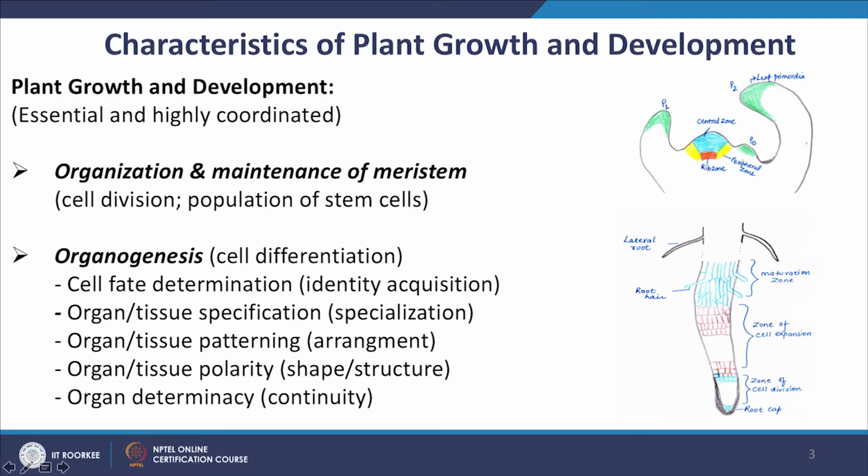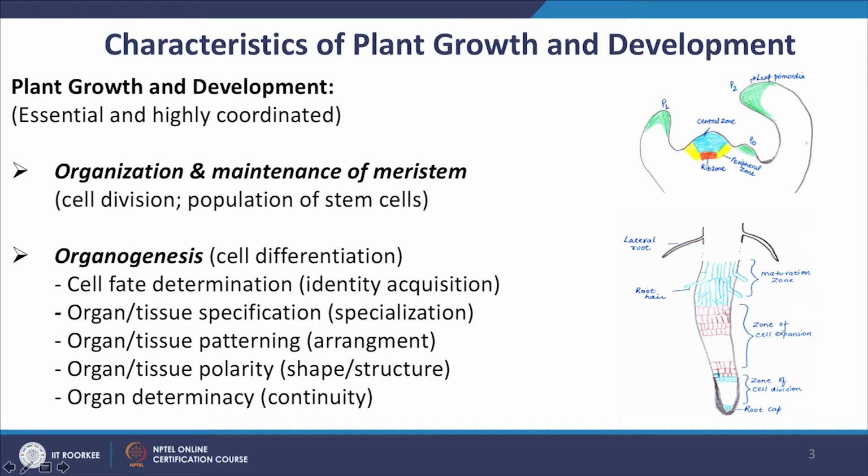So there has to be a mechanism to produce the cells, then there has to be a mechanism that some of these cells retain their property as stem cells, and some of the cells enter the process of differentiation. What is the meaning of differentiation? What occurs during the differentiation?